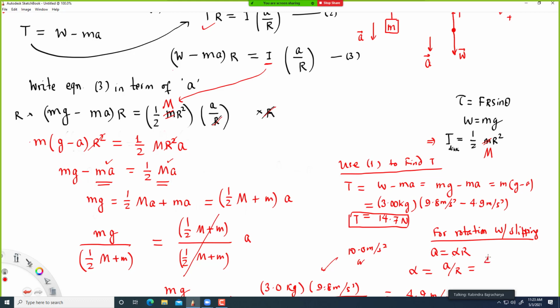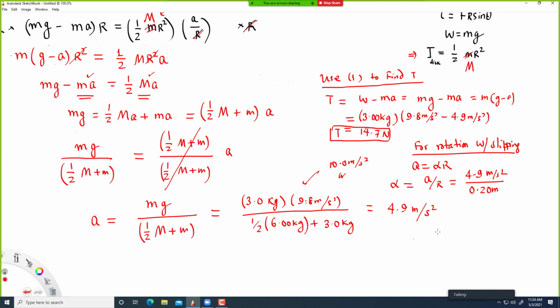A is 4.9 and R is the radius of the pulley, which is 20 centimeters. So change that centimeters to meters, so 0.2 meters. I don't have the answer for that. You can find that out. So divide 4.9 by 0.2 and see what you get. Okay, so that would be the alpha for the pulley.